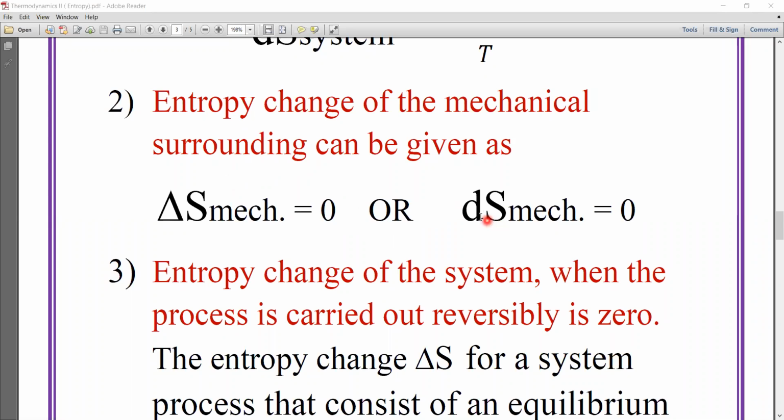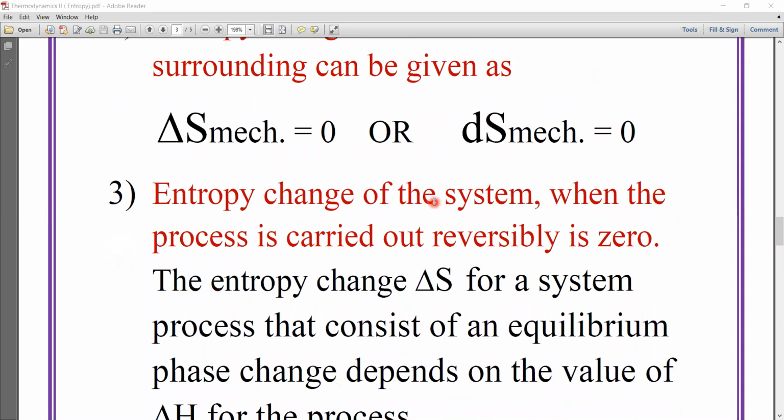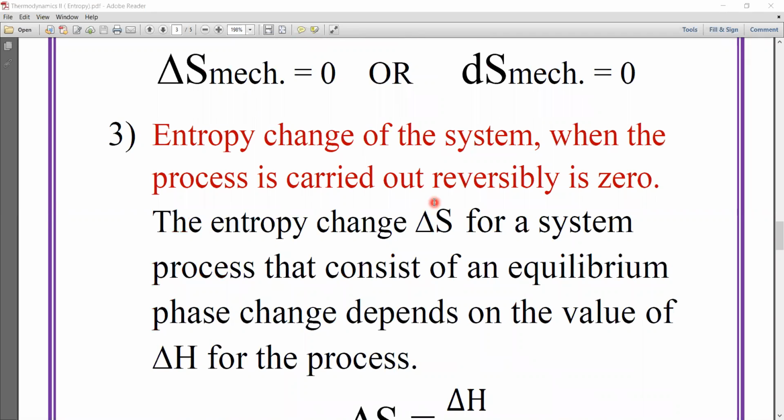Or it can also be written as dS of mech is equal to 0, where dS is change in entropy. Mech means mechanical surrounding. Remember that. In short, it is written as MECH. So remember that entropy change of mechanical surrounding is always 0. Now third one, entropy change of the system when the process is carried out reversibly is 0.